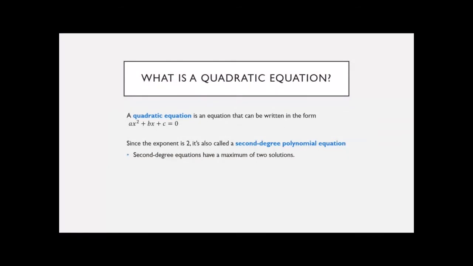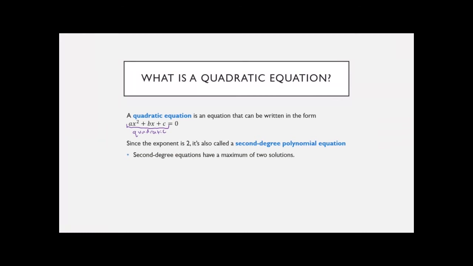So first, we're focusing on quadratic equations. So what is a quadratic equation? A quadratic equation is an equation that can be written in the form ax squared plus bx plus c equals 0. So last week we were talking about quadratics and factoring. And so it's basically where you have a quadratic equal to 0. And what makes it quadratic is that the highest exponent is 2.